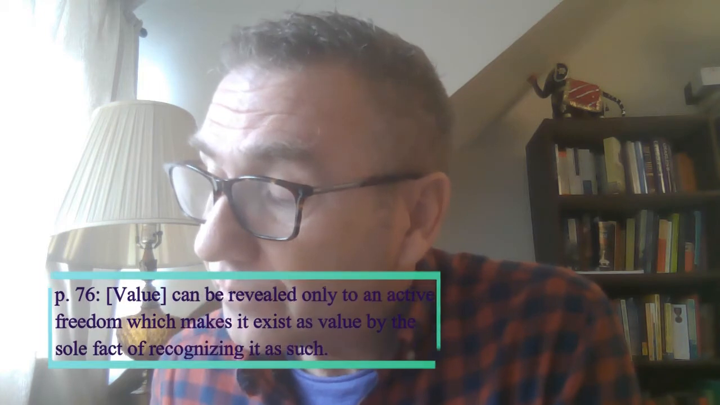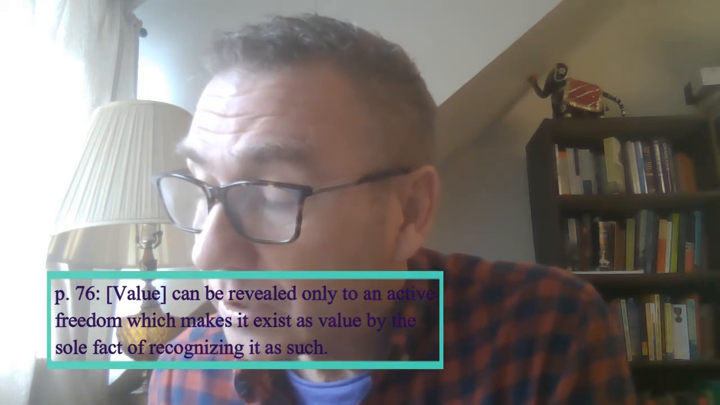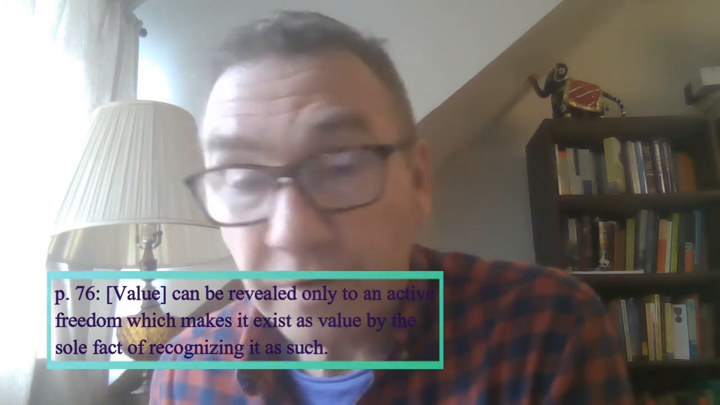And I think his discussion here is really great. Once again, I'm not going to go through the text in detail because I think he's very readable once you know what you're reading for. But his biggest point here, which I've already made, is that it's the very nature of values that they have to be adopted by someone, and therefore they don't exist somewhere other than in the context of freedom and choice, right? And so, as he says on 76 in the middle of the page, values can be revealed only to an active freedom, which makes that value exist as value by the sole fact of recognizing it as such. Right? And again, he refers to ourselves as the being by whom values exist.